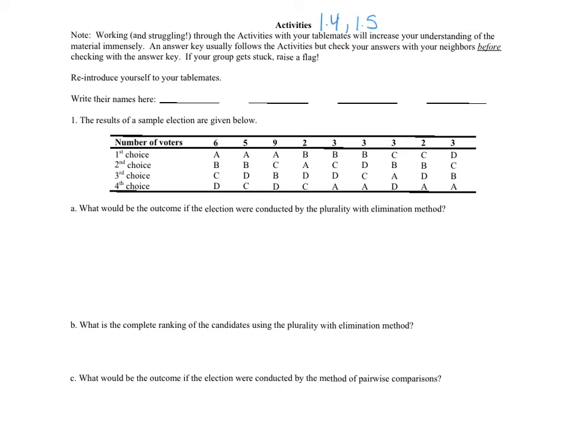These are the lesson activities for sections 1.4 and 1.5. It's lesson 2. Again, we're going to skip over this introductions part because we can't do that when we're remote.